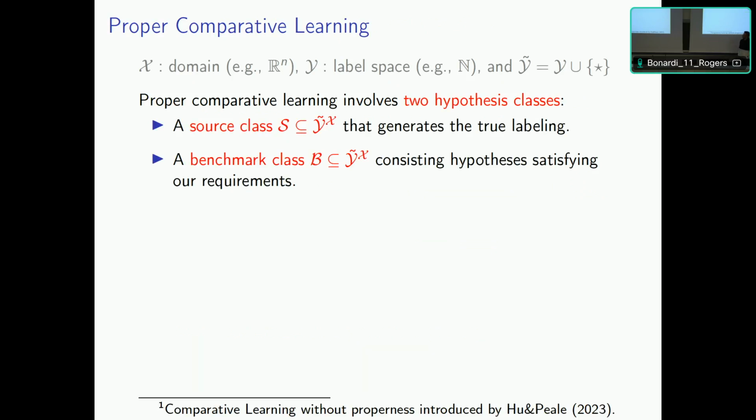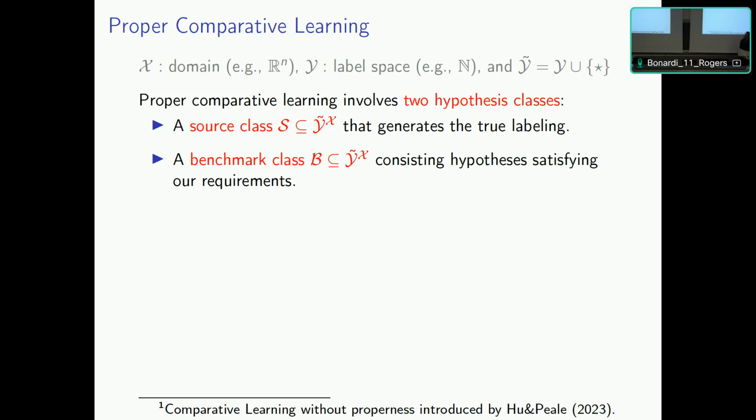So we have the usual suspects. We have X, our domain. We have the label space Y. Here, this is a classification task. We work with partial hypothesis classes, so we also allow our hypothesis to have a star in it, which we can think of as abstaining to predict a label.